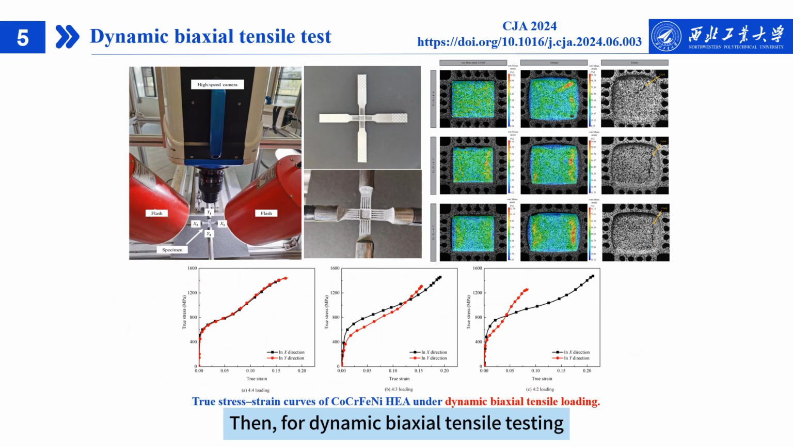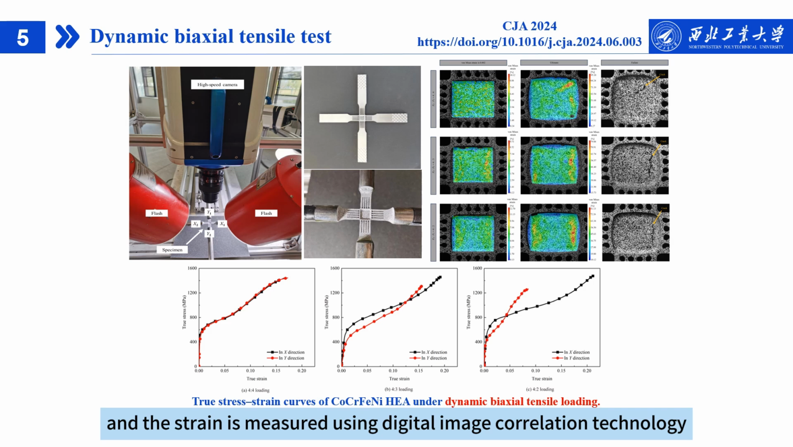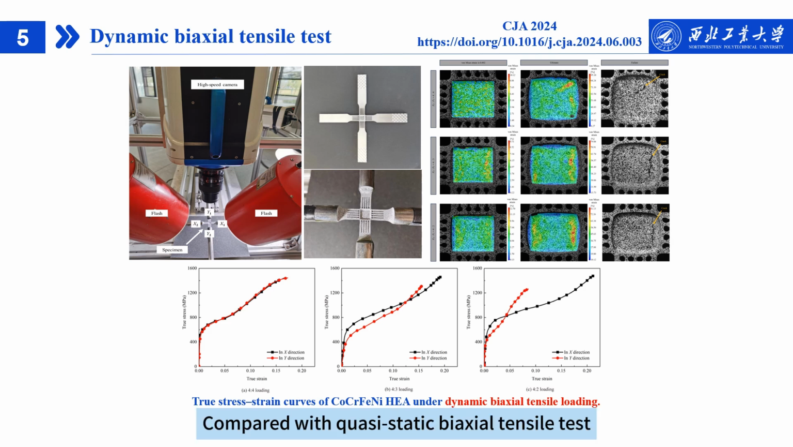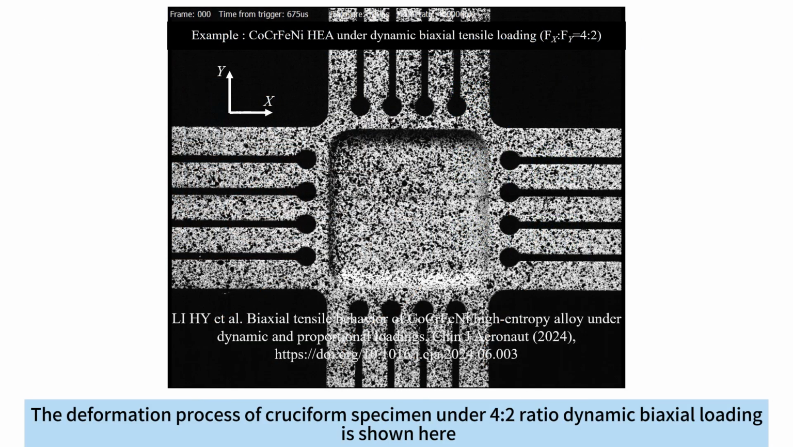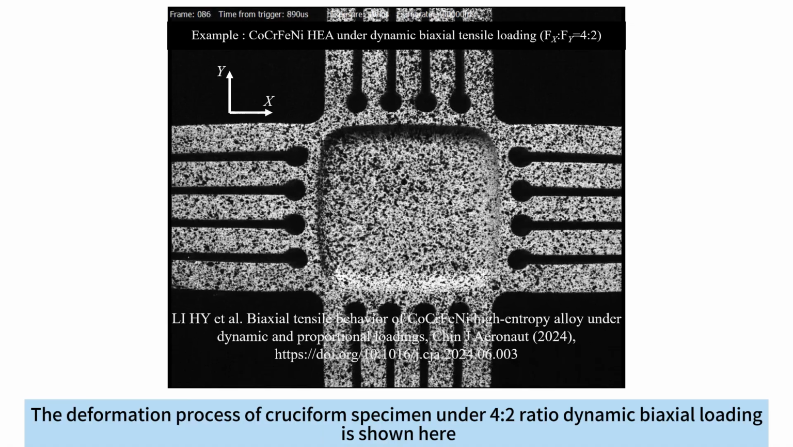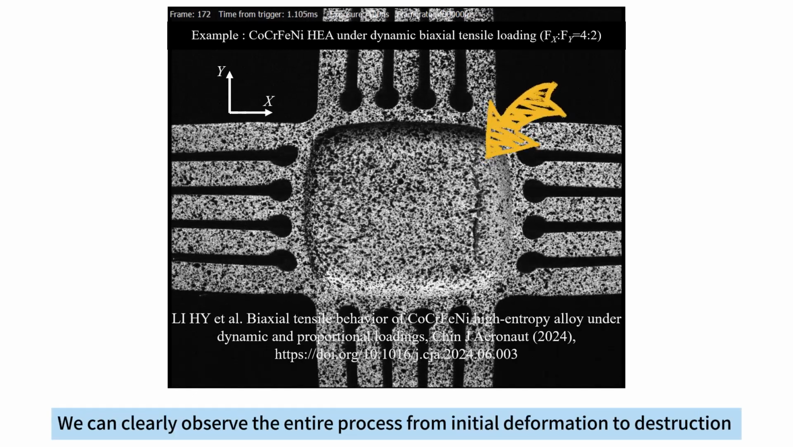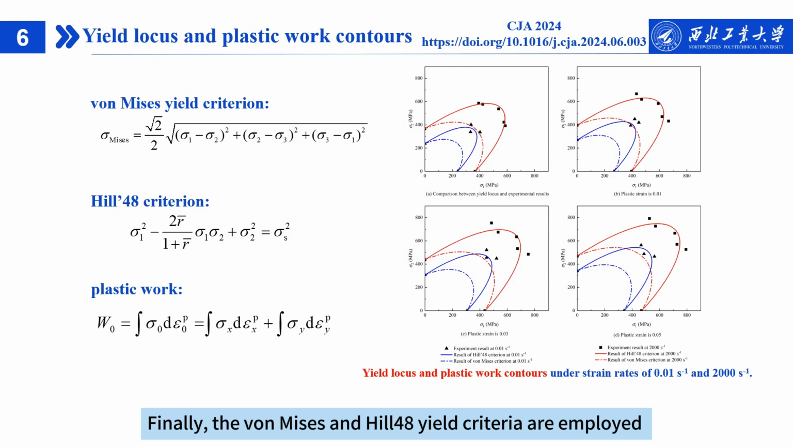Then, for dynamic biaxial tensile testing, the experimental process is recorded using a high-speed camera, and the strain is measured using digital image correlation technology. Compared with quasi-static biaxial tensile test, the mechanical parameters are improved. The deformation process of cruciform specimen under 4:2 ratio dynamic biaxial loading is shown here. We can clearly observe the entire process from initial deformation to destruction.